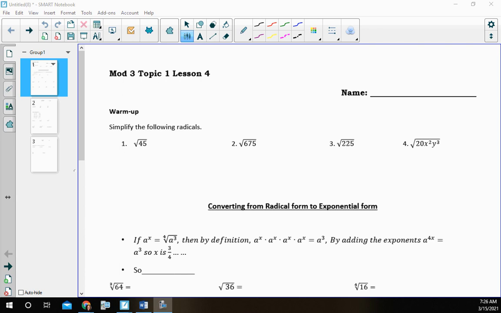So go ahead and pause the video and try the warm-up where you are simplifying the radicals. So we're going to be doing the radical jail, or you might have learned how to pull it out with perfect squares. But go ahead and simplify these radicals. When I say simplify, I do not want decimals. Okay, just simplify them for me. So go ahead, pause the video and try this warm-up.